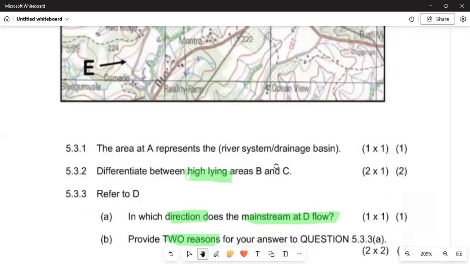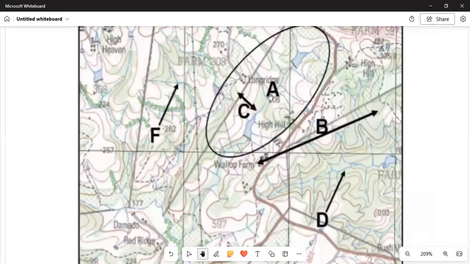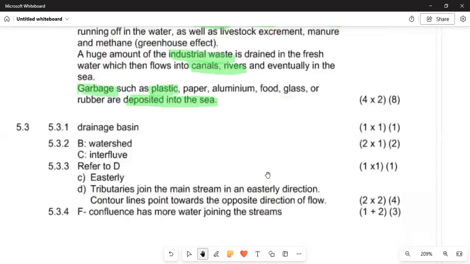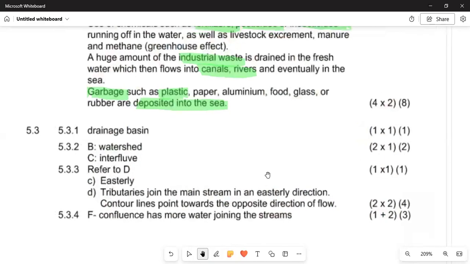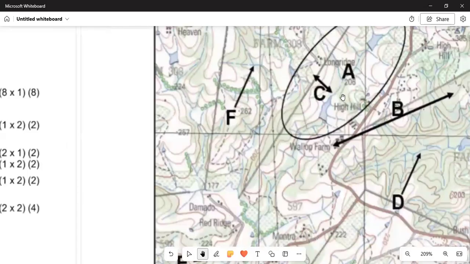So we go to A. Is this a river system or a drainage basin? Then we need to answer that. The answer is a drainage basin. Why a drainage basin? Because there is a flow of water from point A to C. From this point A to C.